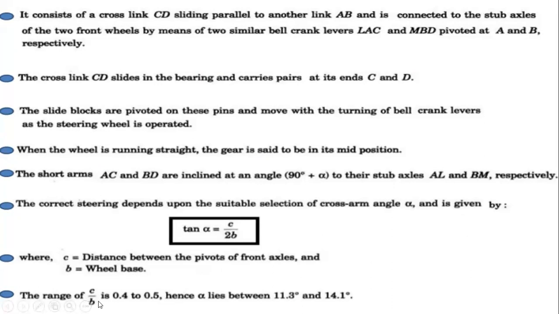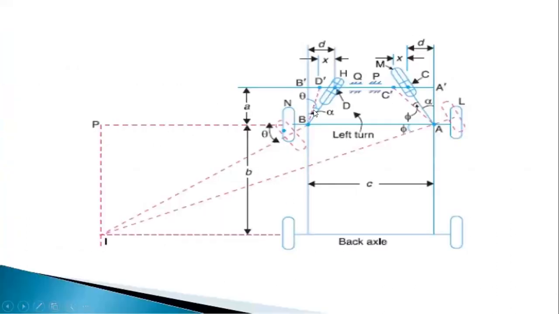The range of C by B is 0.4 to 0.5. Hence, alpha lies between 11.3 degrees and 14.1 degrees. So this is the general angle position of alpha. So this position is 11.3 to 14.1. So 11.3 to 14.1 is the angle range covered.